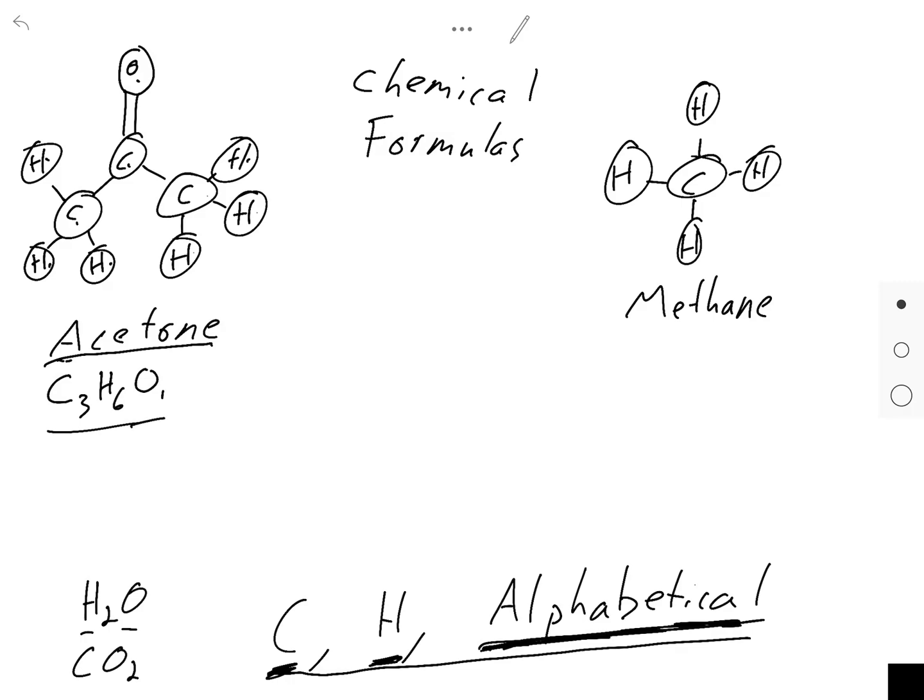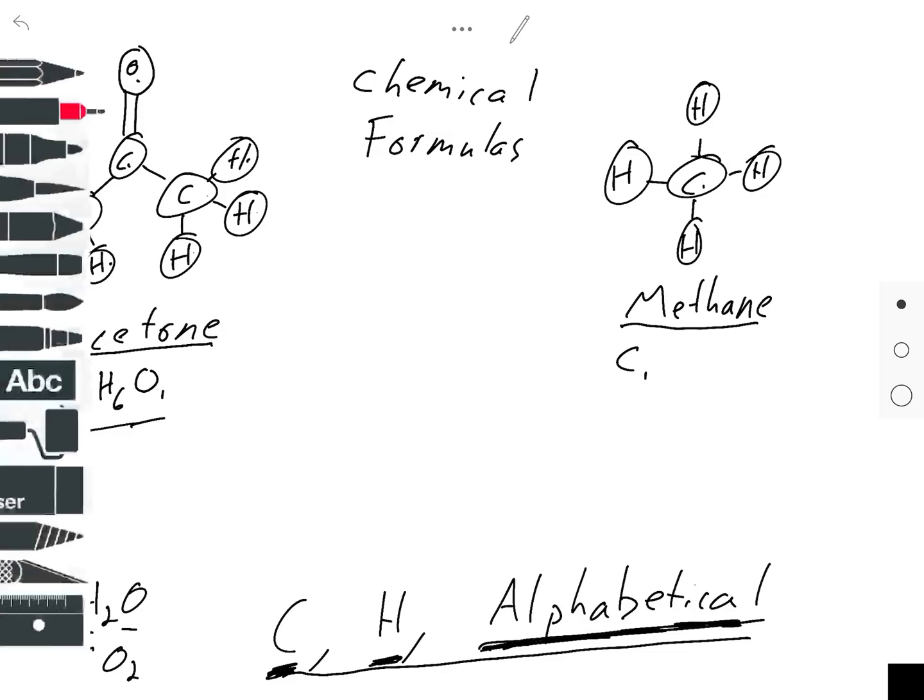Now let's do an even easier one. Let's do methane, which we learned about in class. It's one of the gases that causes climate change. So let's look at our little formula here. Let's start with carbon. We only have 1 carbon, so we're going to write C1. You can also just write C.